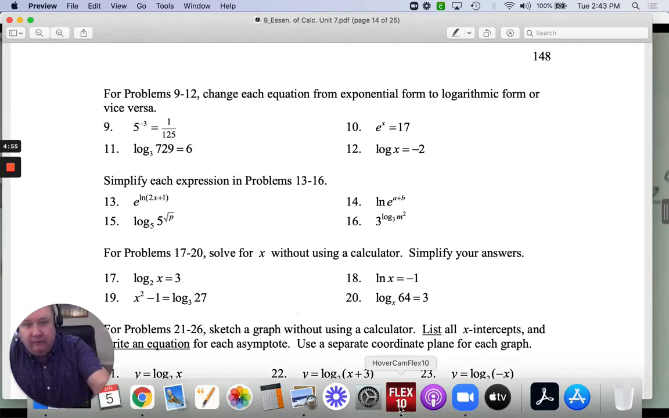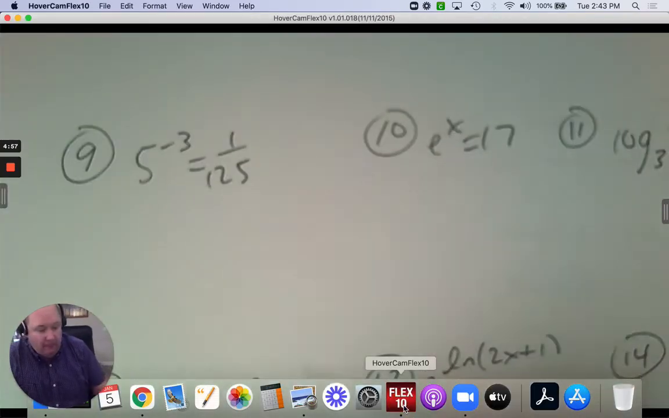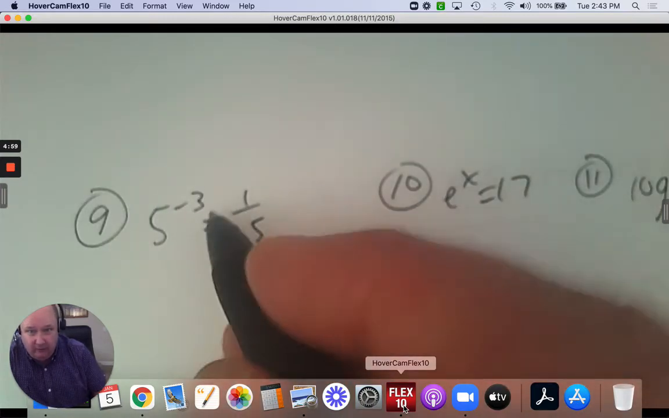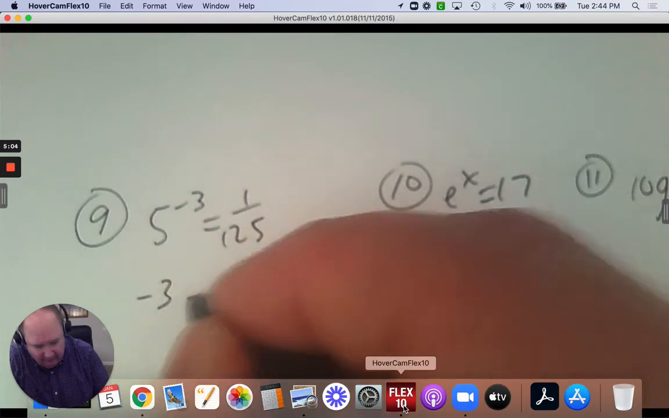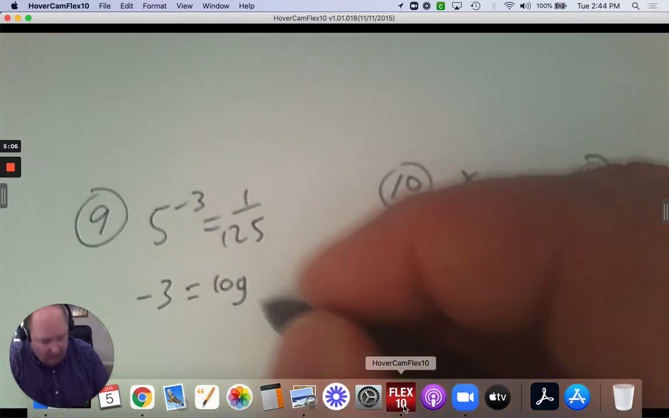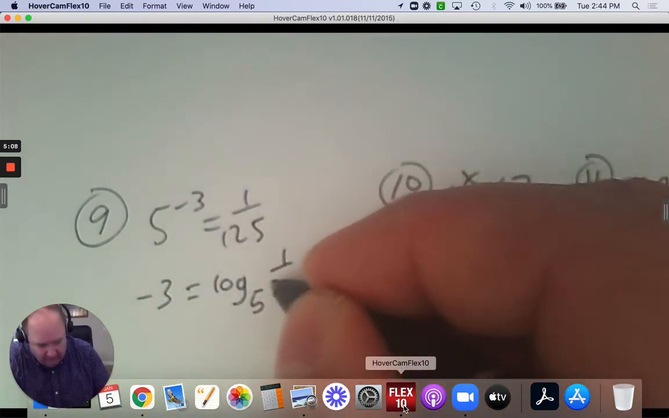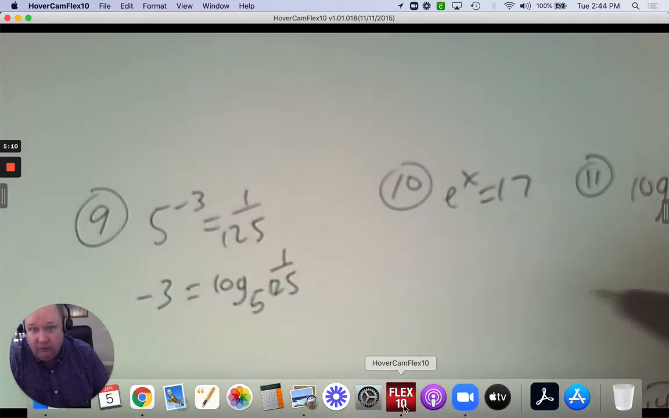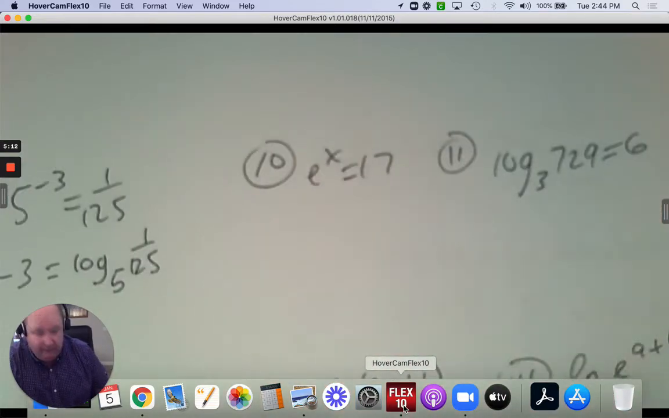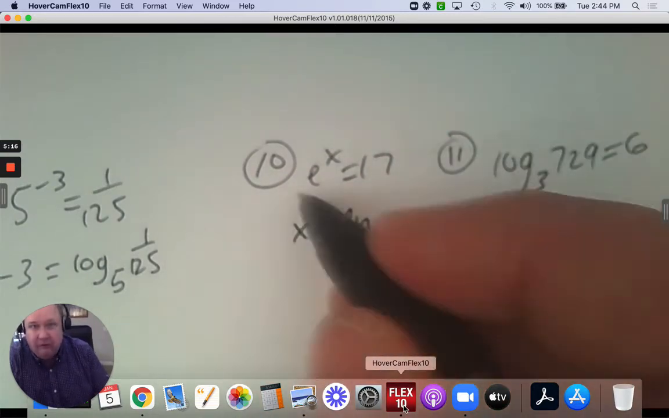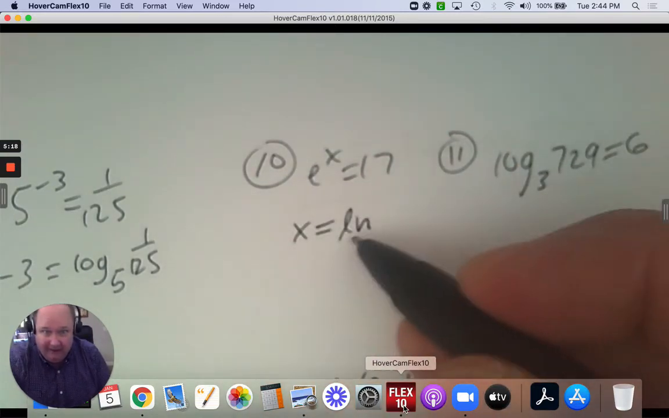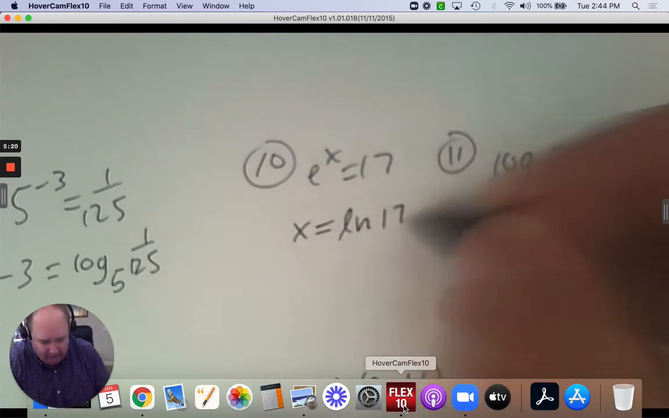Let's do these, and then we'll do the equations. So, can you write this as a logarithm? A logarithm is another way to write an exponent. So the exponent is -3, and to write -3 as a logarithm, the base is 5, and what's inside is 1 over 125. Same thing for number 10. To write this as a logarithm, the exponent is x. We have a special logarithm with a base of e, that's ln, and then 17 goes inside of it.